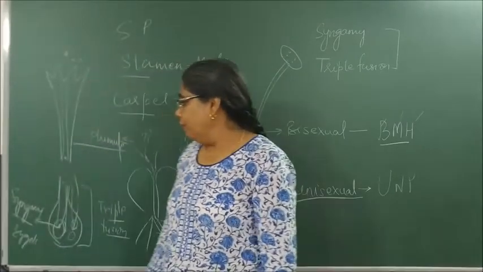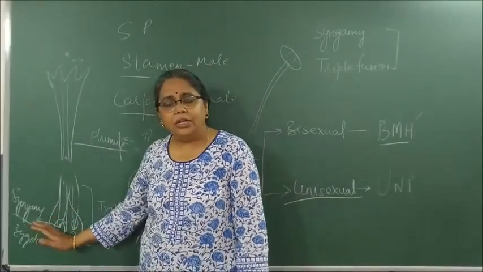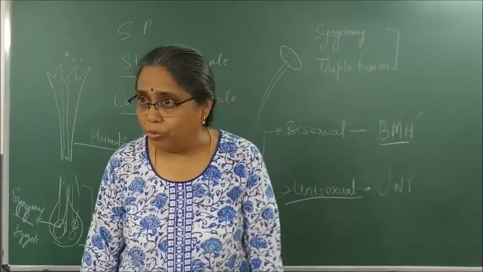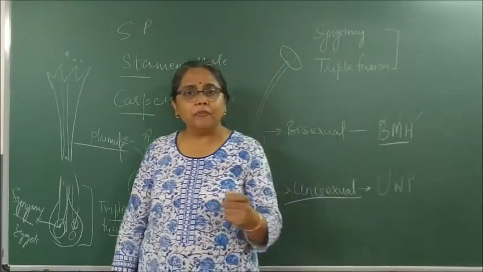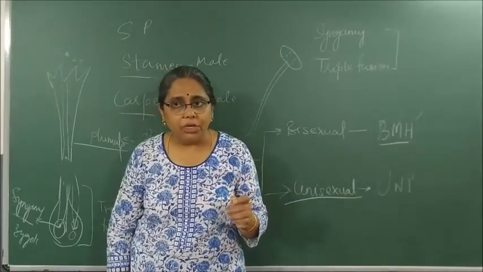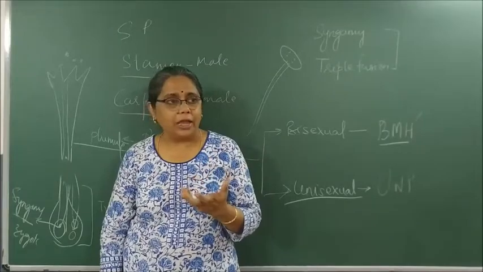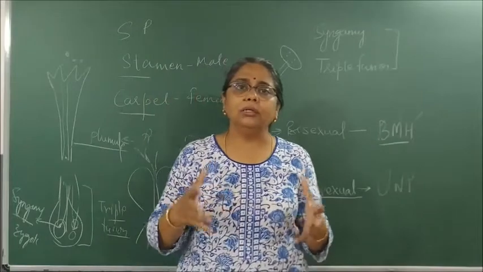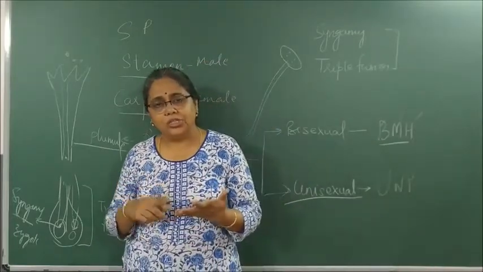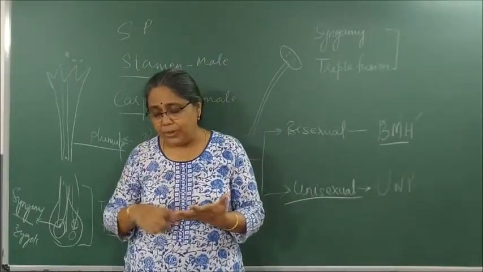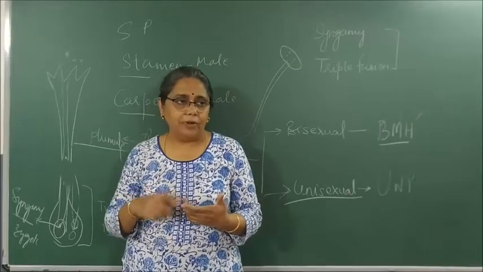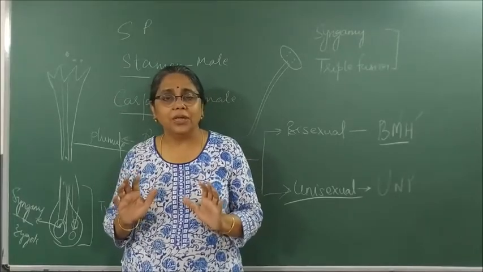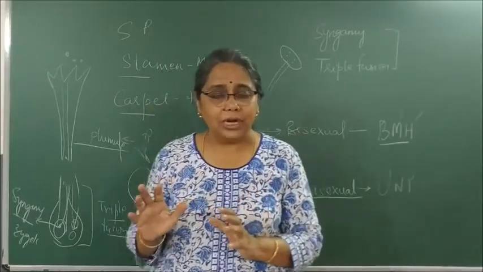The zygote which is formed divides continuously to form an embryo which contains what? Ovule. The ovule develops a tough coat and is converted into a seed. The ovary ripens and gets converted into a fruit. All the other parts of the flower, such as the stamen, the carpel or the sepal and the flower, fall down. Clear? So this is all the changes that takes place in the flower after fertilization.